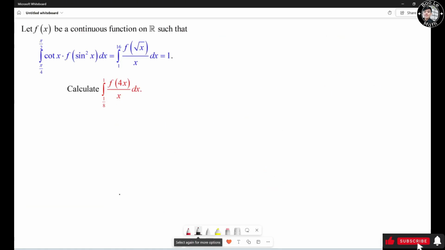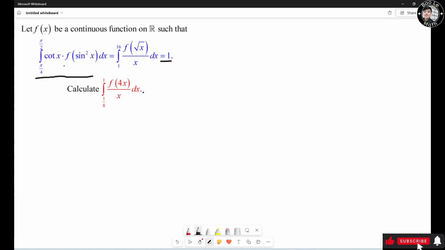Let's learn how to solve this challenging calculus problem. Alright, let f of s be a continuous function on the real number system such that the integral from pi over 4 to pi over 2 of cotangent s times f of sine square of s ds equals the integral from 1 to 16 of f of square root of s over s ds. They all equal 1, right? Now we need to calculate the integral from 1 over 8 to 1 of f of 4s over s ds, right?